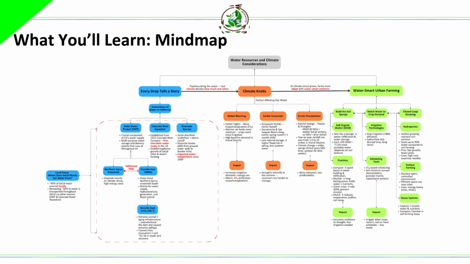On the right, we have water-smart urban farming. This is about solutions: building the soil sponge with compost and biochar, matching water to crop demand with tools like drip irrigation, and closing the loop with hydroponics, vertical farming, and water reuse. This mind map shows us that while climate change creates challenges, there are practical strategies to keep farming sustainable.